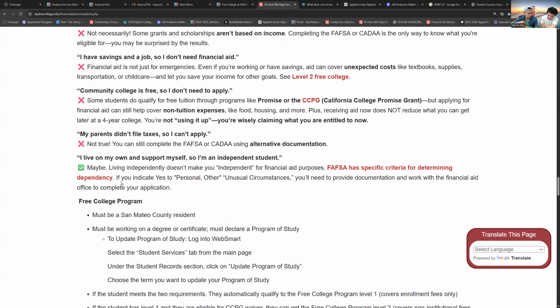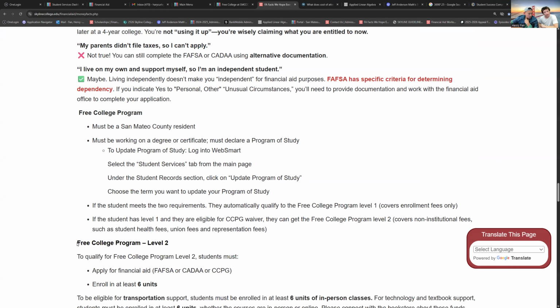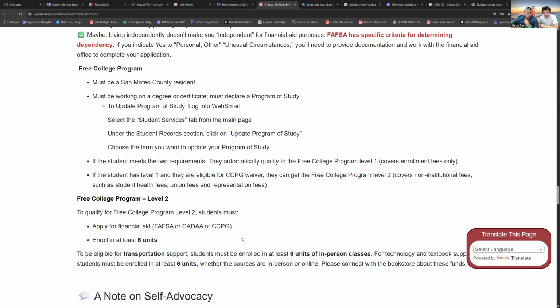Similar to students, many parents view financial aid as loans and loans only. Well, ding, ding, ding. We learned today financial aid is far more than loans, right? We talked about grants, talked about program eligibility, talked about how it helps us get free college level two. Okay, so any final thoughts, Harry?